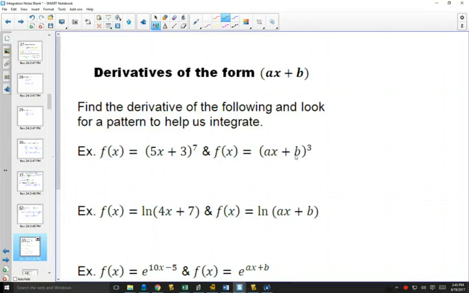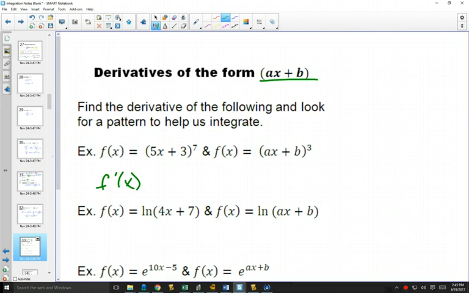Now all those previous ones with the cos, the sine, where I put the k in, was leading us to these ones. Derivatives of the form ax plus b, and then we're going to look at integrals of that form as well. So just as a warm-up, let's do some derivatives.